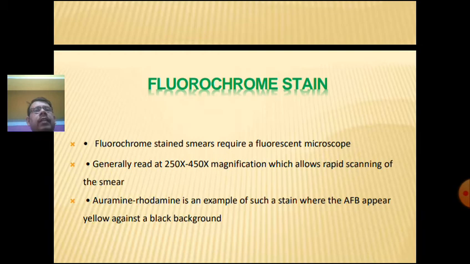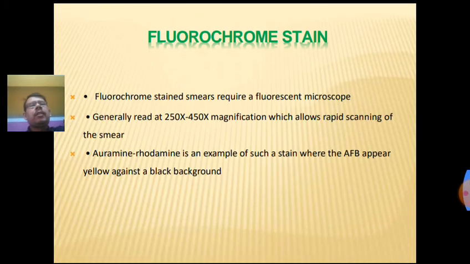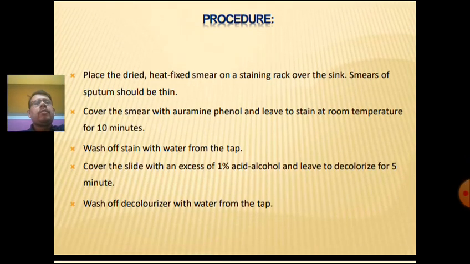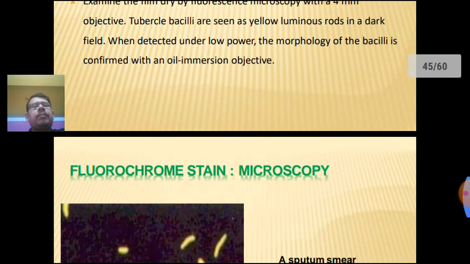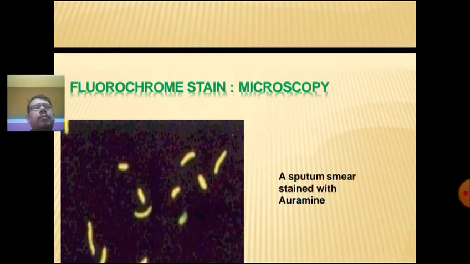Fluorochrome staining is another staining done with a fluorescence microscope, generally at 250 or 450 magnification. It is a very good technique, and you can identify most of the microorganisms by fluorescent staining. In this procedure, the smear is dried and fixed, and the sputum should be thinly spread. Aluminum phenol stain is used at temperature for 10 minutes, then washed, stained and covered with a 1% solution for 1 minute. Wash and apply a decolorizing agent.